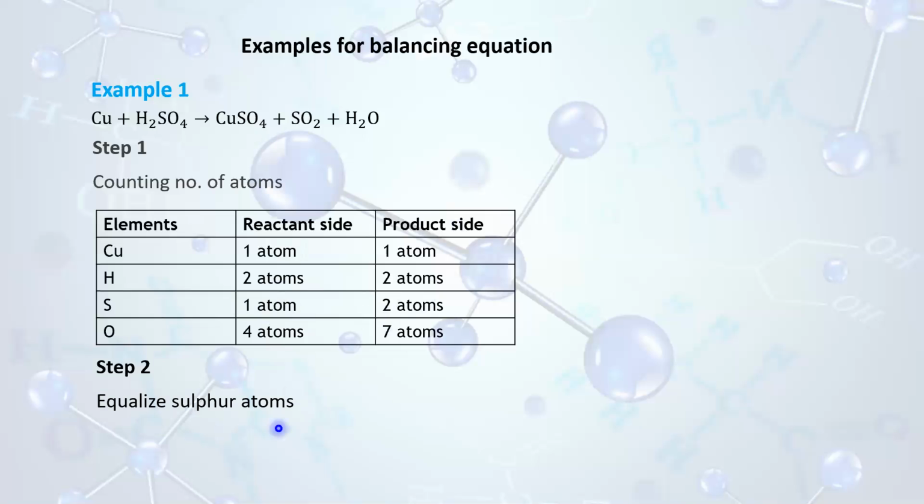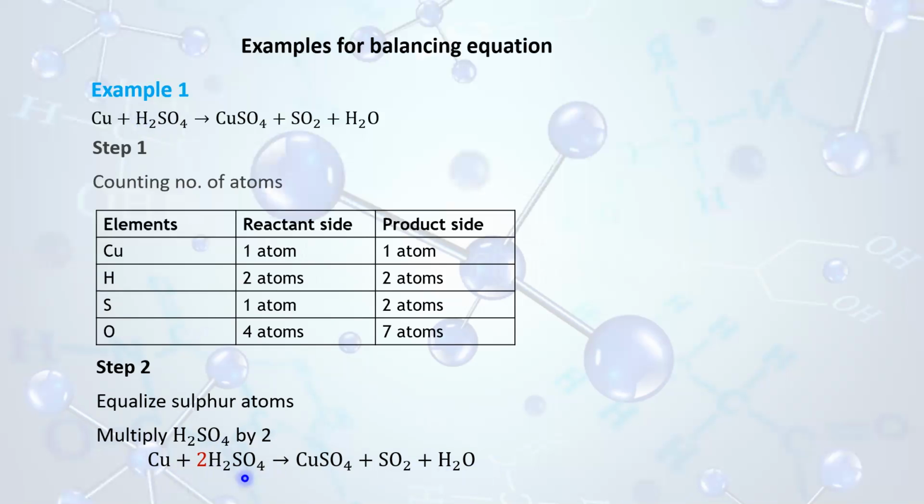So to equalize sulfur atoms, multiply H2SO4 by 2, where we can find the sulfur atom. In this term, we have the sulfur atom, and also on reactant side, the number is less. So we should multiply 2 here. So we will have the equation like this. Copper plus 2H2SO4 gives copper sulfate plus sulfur dioxide plus water.